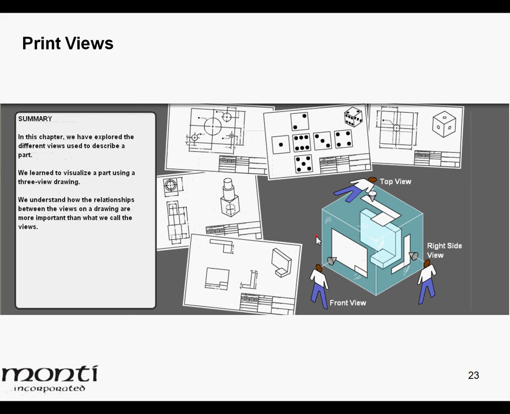Okay, in summary, we have explored the different views used to describe a part. We learned to visualize a part using a three-dimensional drawing, and we understand how the relationships between the views on the drawing are more important than what we call the views. Okay, so just remember, the part stays stationary. You, the person, rotate about the part, looking at a front view, side view, and top view.